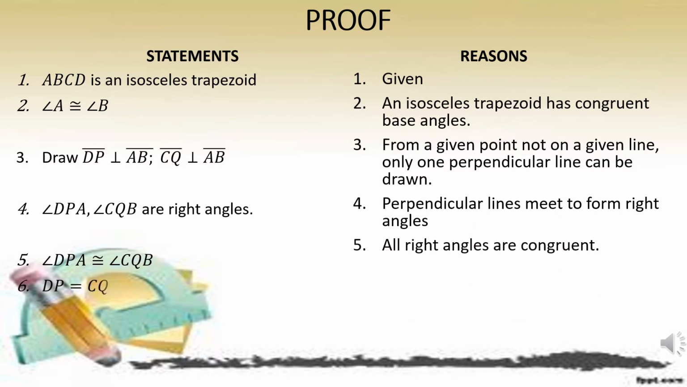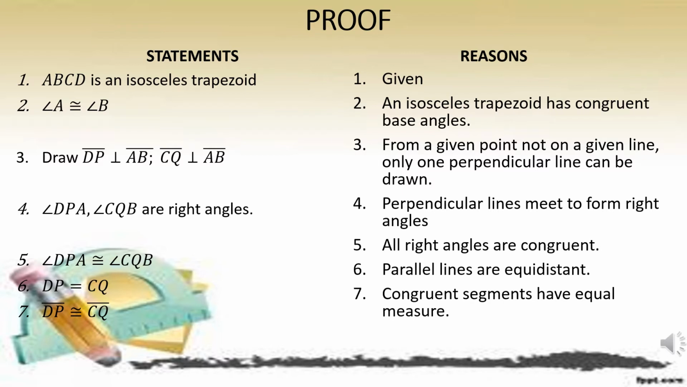Sixth statement, DP is equal to CQ. It is because parallel lines are equidistant, meaning they have equal distance. Seventh statement, segment DP is congruent to segment CQ, and the reason is congruent segments have equal measure. Number 8 statement, triangle DPA is congruent to triangle CQB, and the reason is angle side postulate. And the last statement, segment AD is congruent to segment BC, and that is the CPCTC, or the corresponding parts of a triangle are congruent.